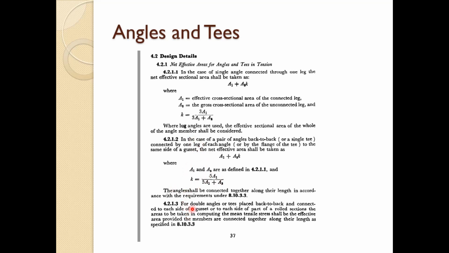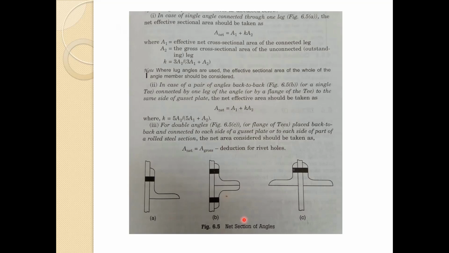Next, for double angles and T's placed back to back and connected on each side of the gusset plate, that is like this, on each side of the gusset plate, to each side of the part of the rolled section, either the gusset plate or the rolled section, the net area is to be taken as A net equals A gross minus deduction for the rivet holes.